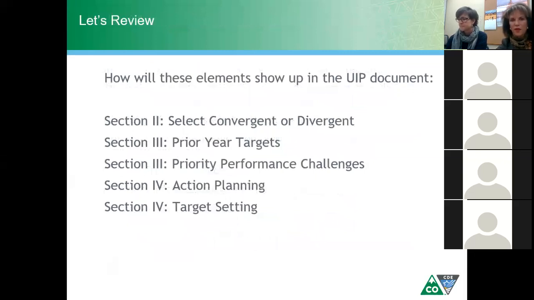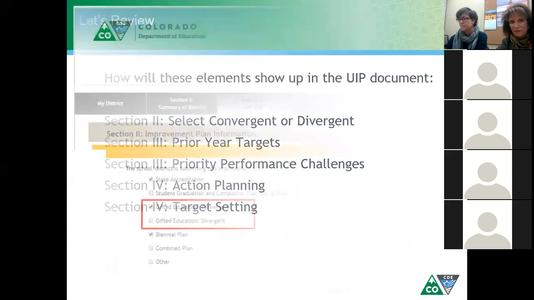Show up in the UIP. When you go into the actual document, the first thing that you will do is select whether your performance challenge is convergent or divergent, because that will set up the template for the remainder of the information that you are putting into the UIP. The next step is to talk about your prior year's targets. You will define your performance challenge, which leads into your action planning and target setting.